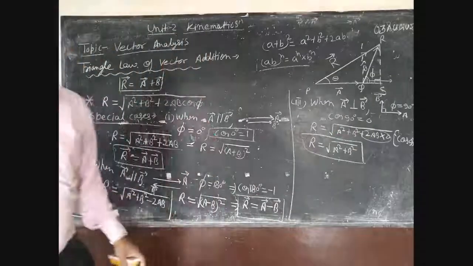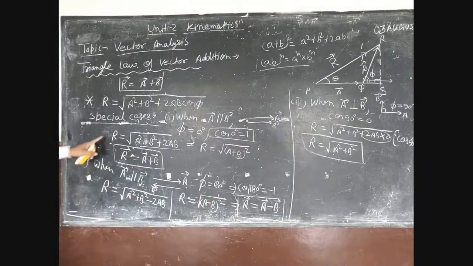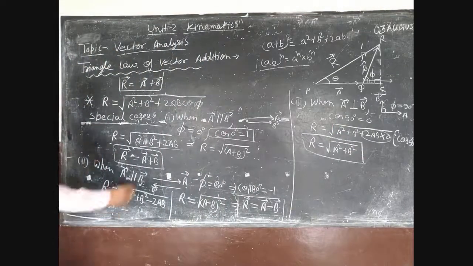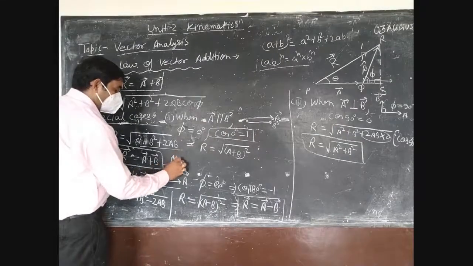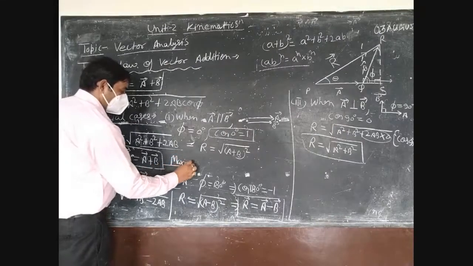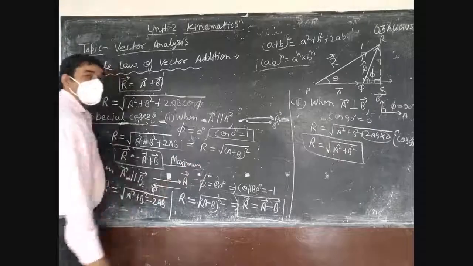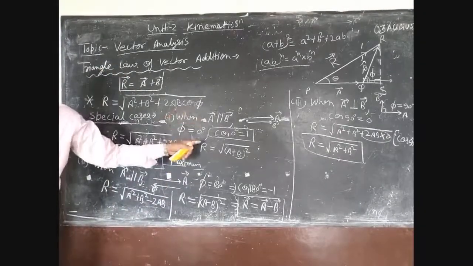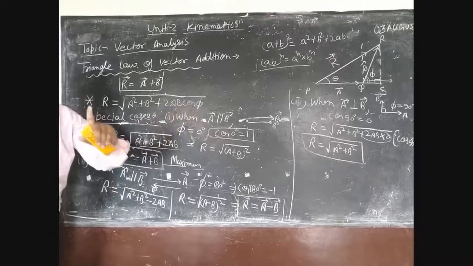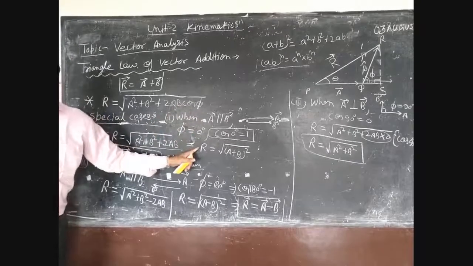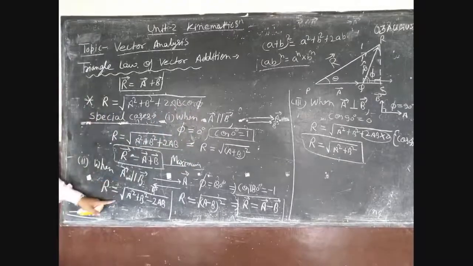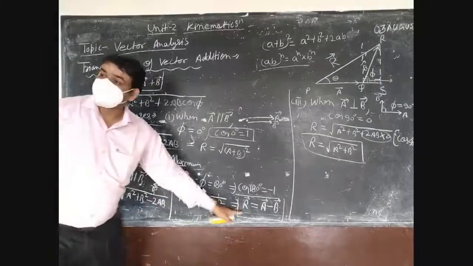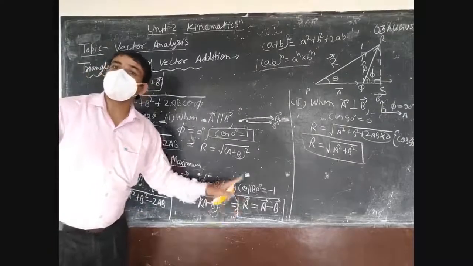Now for this case, R is maximum when the angle between the two vectors acting along the sides of the triangle is 0. For the other case, R has the negative result. This R will become minimum.